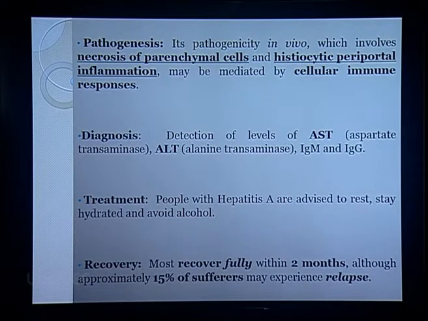Now, treatment, the people are only advised to rest and to avoid alcohol. And coming to the recovery, the people usually recover within 2 months, and 15% of the cases undergo a relapse. That means the disease will occur once more.